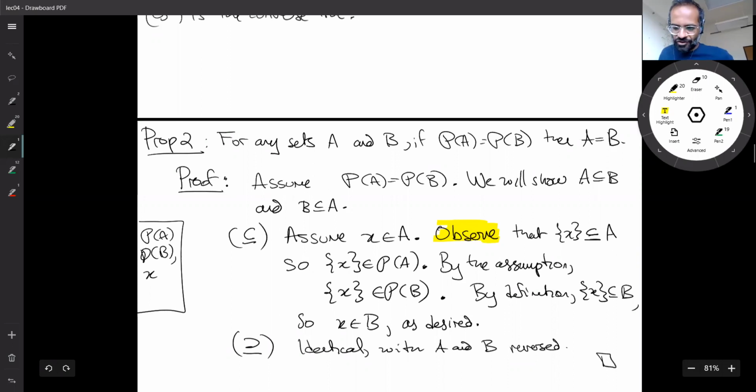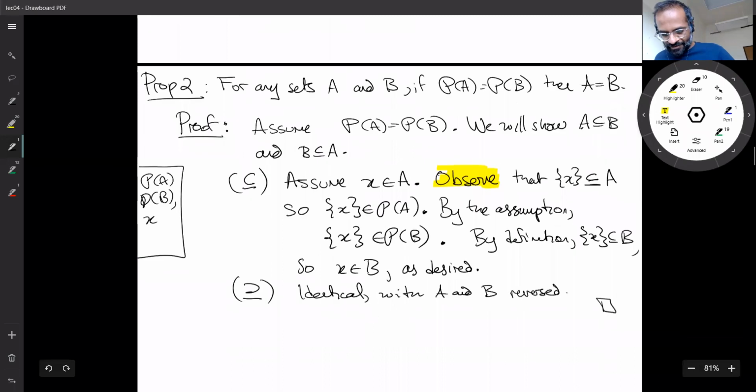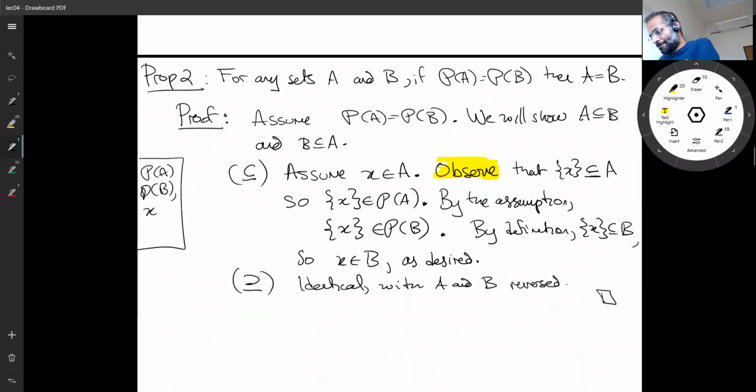So actually, together we showed that A is equal to B if and only if the power set of A is equal to the power set of B. And the nice thing is, we know that this holds for any crazy set that we come up with, like infinite sets, whatever. So any questions about these proofs?